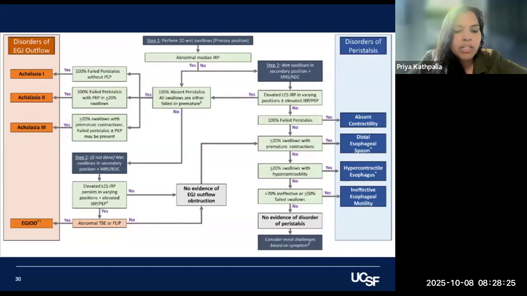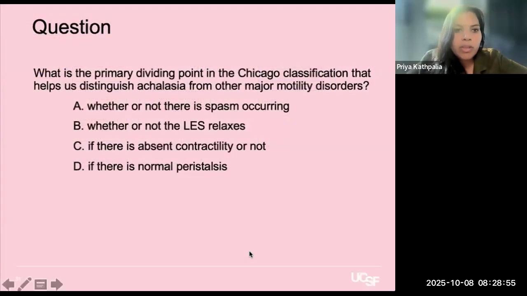Now, with outflow obstruction, you do want to do some sort of confirmatory test, whether it's a timed barium esophagram or an EndoFLIP, to confirm this finding across the EGJ before you confidently say it is this. So if we see this on manometry, we may ask our providers to get a confirmatory test. So this is the primary dividing point in the Chicago classification that helps us to distinguish achalasia from other motility disorders.